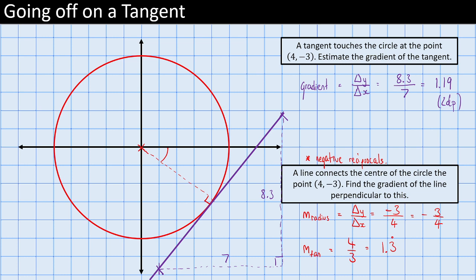Now, if you are thinking about area of a circle, remember pi r squared, pi times radius squared. If you're thinking about circumference of a circle, pi times diameter. Okay? If you're asked to give your answer in terms of pi, remember, leave pi out of all your calculations, put the pi back in at the very end.